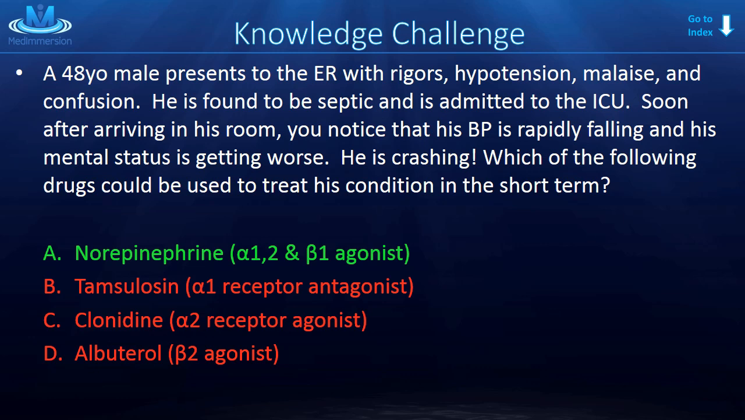What about tamsulosin? Well, tamsulosin is the wrong thing to do because it's an alpha-1 antagonist, it's going to try and release things or dilate things. And that's what you're trying to get away from, okay? Clonidine next. Well, clonidine is going to decrease the blood pressure. Lastly, albuterol. Nope, not really going to help someone who's crashing with hypotension from sepsis. So if you pick norepinephrine, good job.